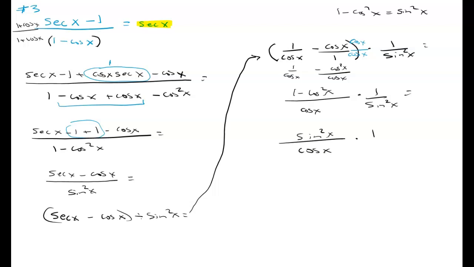So now notice that I've gotten rid of my addition or my subtraction sign again. And now notice that the sine squared terms cancel out. You're left with 1 over cosine of x, which is the same thing as secant of x.